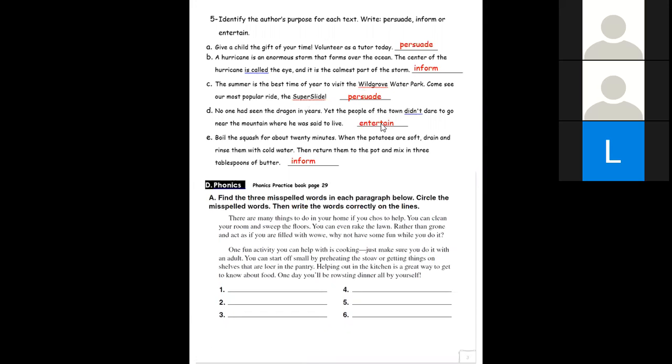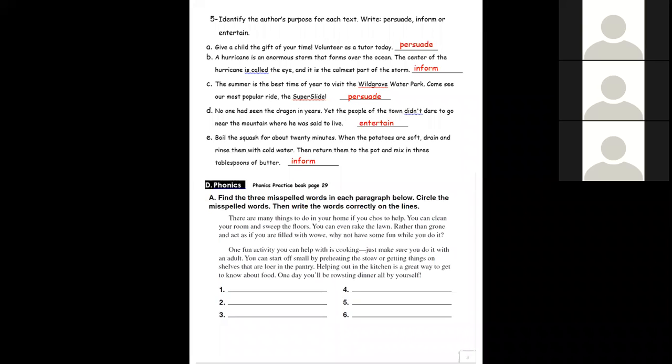Right. Now the last exercise in the phonics is in the phonics practice book, page 29. Jude. Let's find the misspelled words in the paragraph and correct them. Do I read the question? No, not necessary. Just find the two.